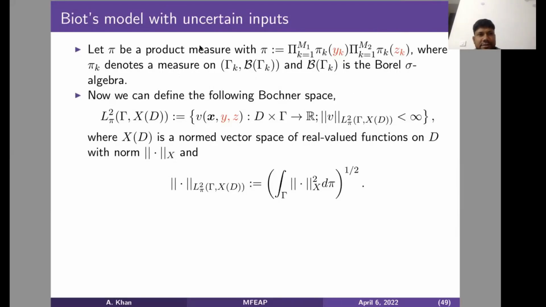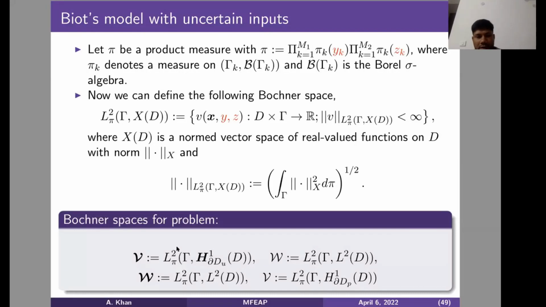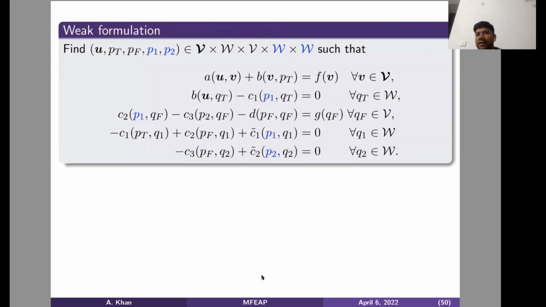So I'll define some function spaces to discuss existence and uniqueness. So we define some Bochner spaces corresponding to this parametric dependent PDE. This L2, which is defined like this, is the normed vector space with this norm. Then we'll define Bochner spaces for our displacement, total pressure, and the fluid pressure. When we have this, then we can write our weak formulation. Now it is more complicated. Now we have to deal with this 5-field problem. So U, PT, PF, P1, P2, we have to find, and we have to solve this weak formulation.